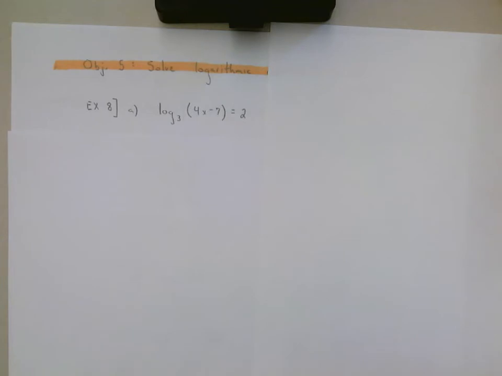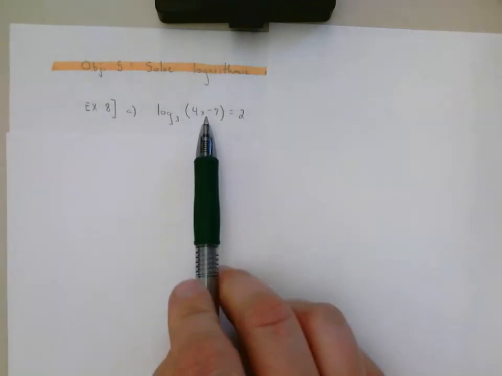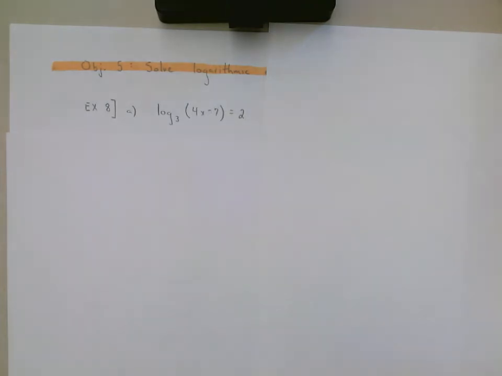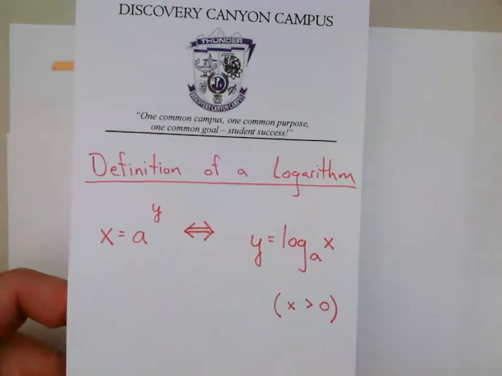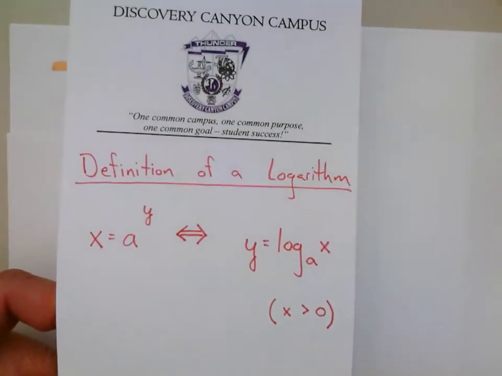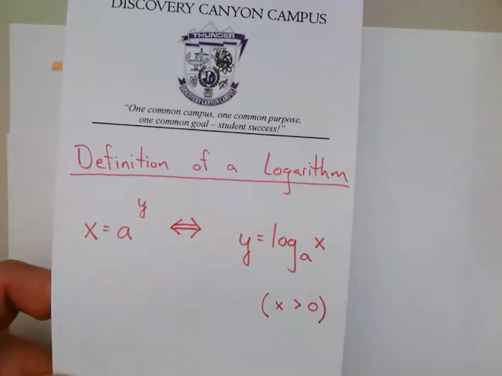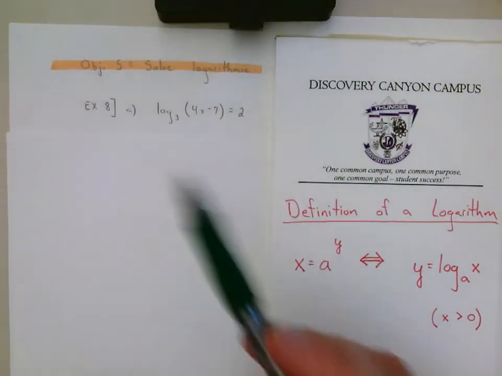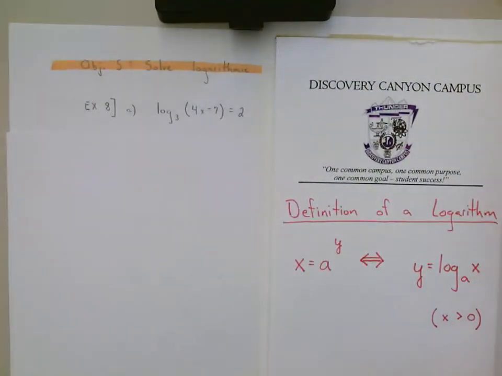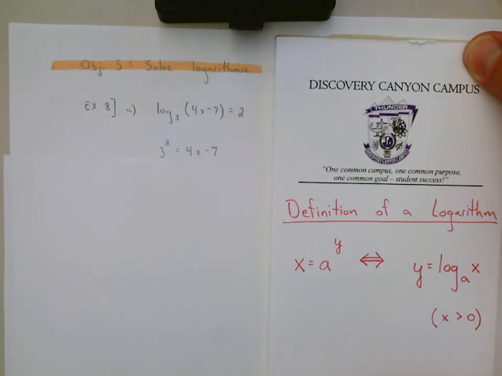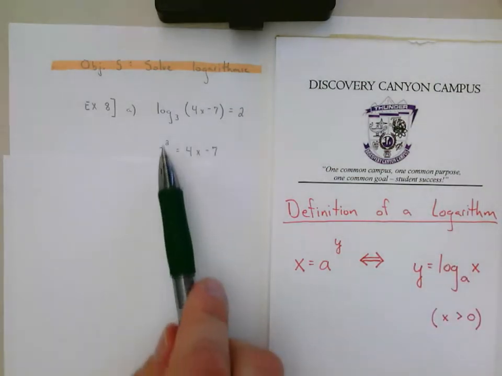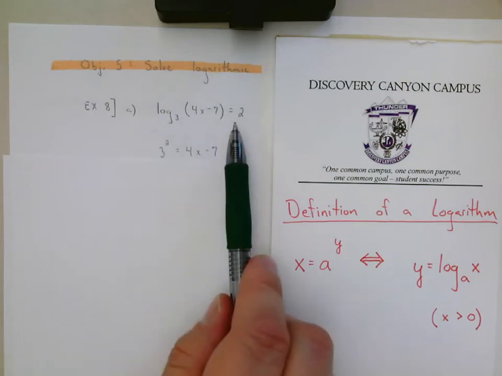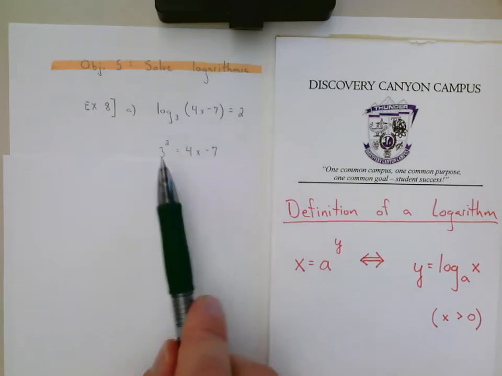Our unknown value, our variable, is in the argument. When the unknown is in the argument, you're frequently going to benefit by using the definition of logarithms to rewrite this equation. So if I use my definition of logarithms to rewrite this equation, instead of writing it as a logarithm, I can write it as a base with an exponent. The base is 3, and the logarithm is always equal to a specific exponent.